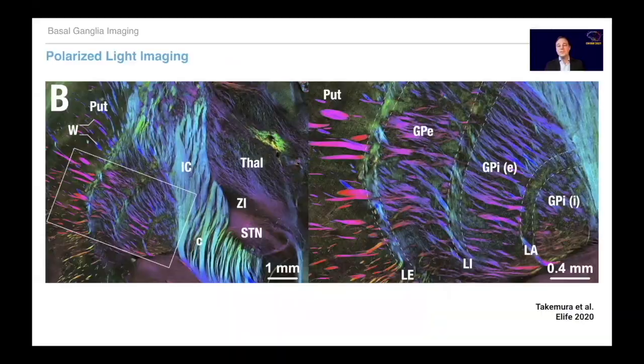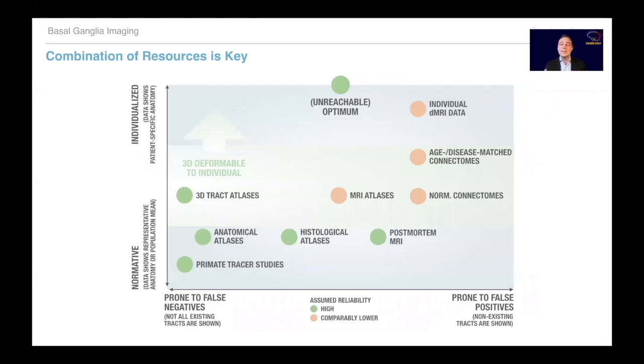And of course, we can use techniques like polarized light imaging, as we've seen in this picture before. So in my view, the optimal conclusion here is to integrate and combine resources of the in vivo part from your specific brain of study with atlas data. And we need good techniques such as Warp Drive to fuse them together.